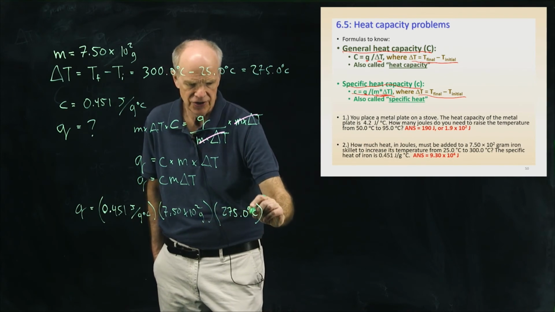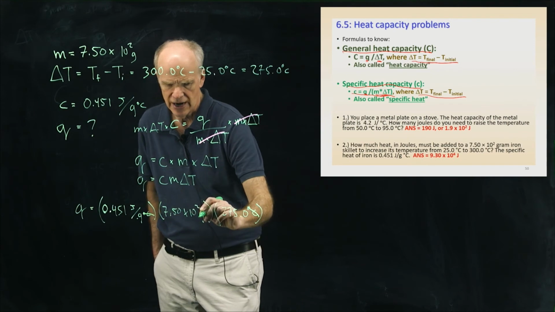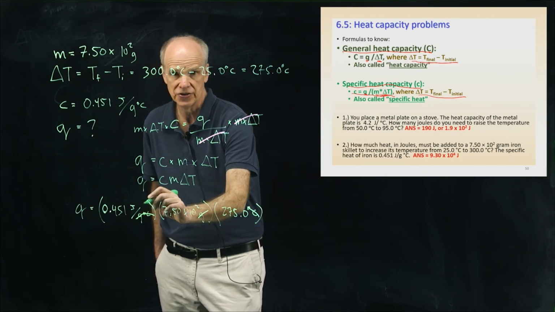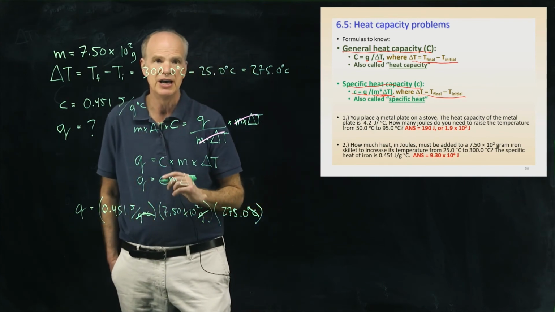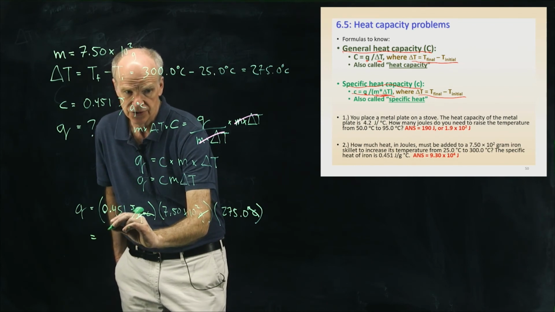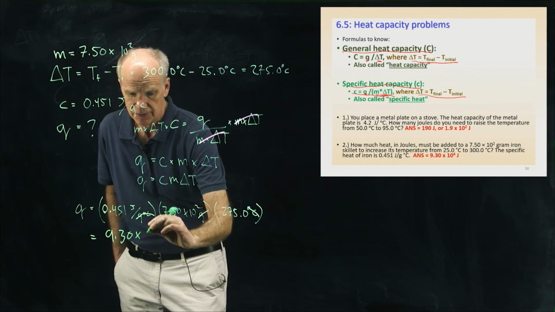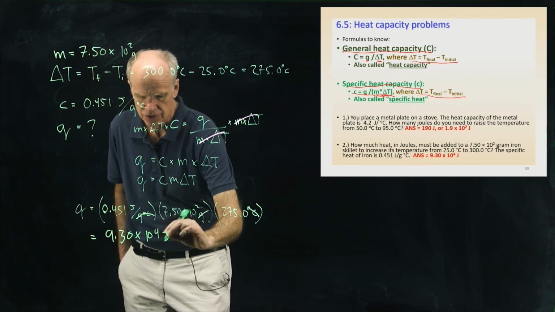Here's degrees Celsius, that cancels out with that here. And here's grams, they cancel out. Then joules doesn't cancel out, so that's left in the answer, which is what we want. If you go ahead and do the math and round to the correct number of significant figures, you'll find the answer to be 9.30 times 10 to the 4 joules.